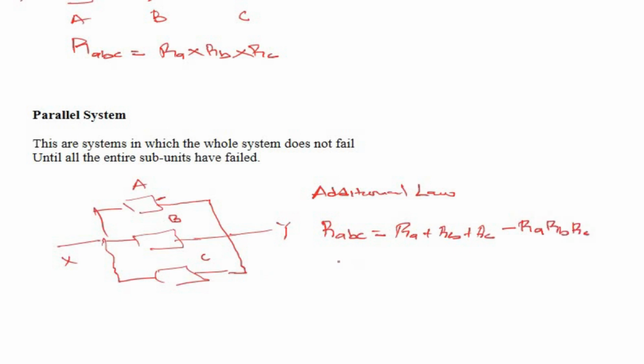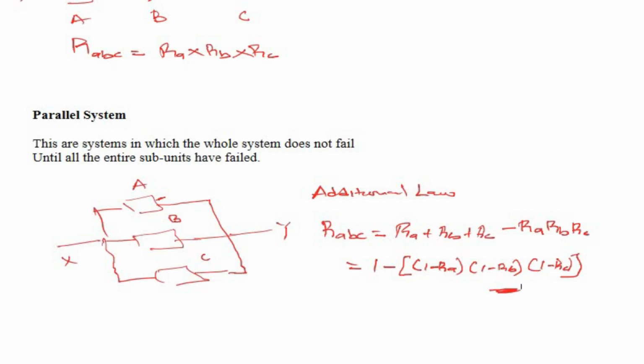So this can also be further represented as 1 minus open bracket 1 minus reliability of A multiplied by 1 minus reliability of B multiplied by 1 minus reliability of C. So this is the expression for parallel system. One thing you should know in this parallel system is that the failure of one or two components doesn't mean that the entire system will be faulty. It is only faulty when all the components in the system are faulty.